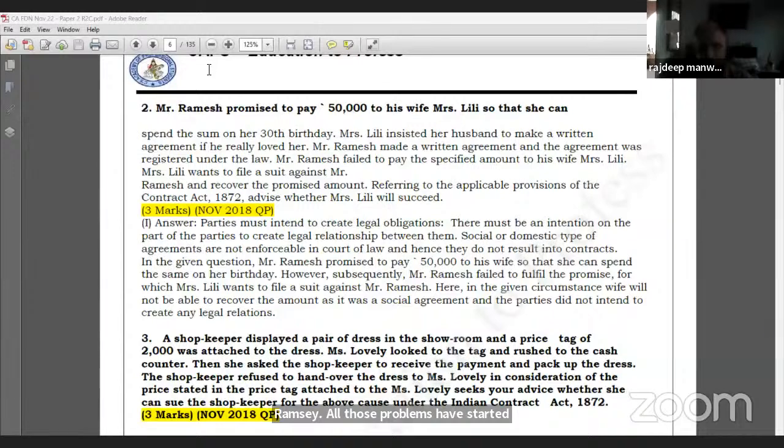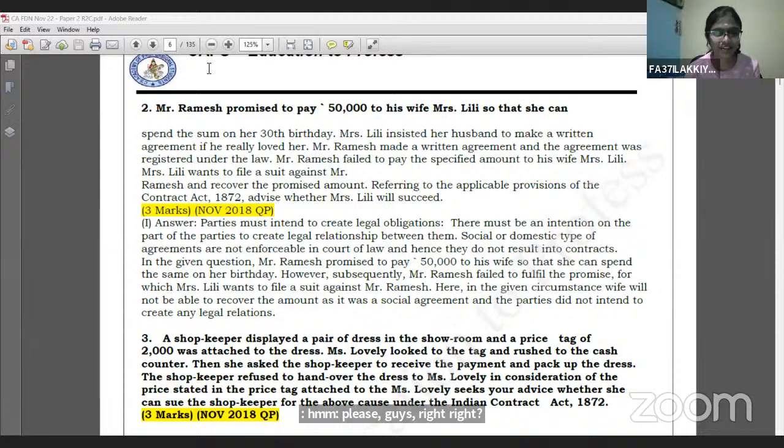Yes, please, guys. Right, read. Yes, sir. Parties must intend to create legal obligations. There must be an intention on the part of the parties to create a legal relationship between them. Social or domestic types of agreements are not enforceable in a court of law, and hence they do not result in contracts. In the given question, Mr.